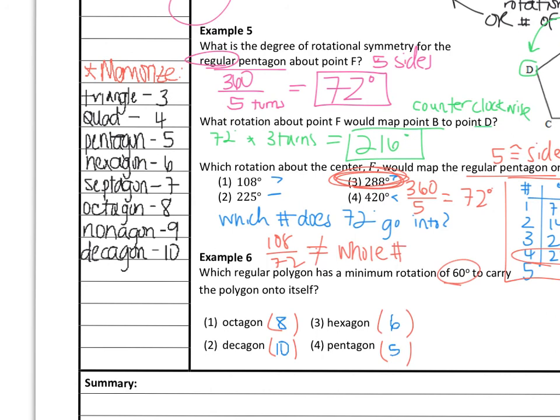And I know that any figure can have a full rotation of 360, but I want to figure out which one has a minimum rotation of 60. So I take 360 and I divide it by the degree of rotation. Unlike before, I took 360 and divided by the number of sides. This method works both ways. So if you want to find out the number of sides, you divide by the degrees. If you want to find out the number of degrees, you divide by the number of sides. When I divide, I find out that it's 6, and therefore choice 3, hexagon, is my answer.